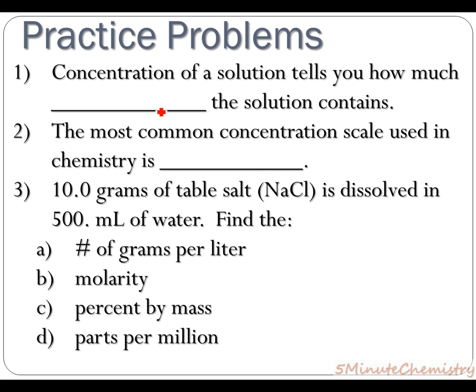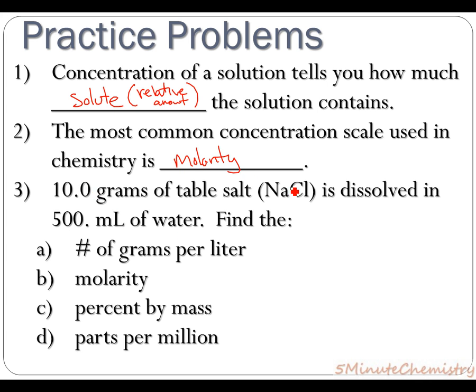So, first and foremost, concentration of a solution tells you how much solute the solution contains. To be more specific, it is the relative amount of the solute. Then, the most common concentration scale used in chemistry is molarity. This is the one that we tend to use the most. It's more useful because it concerns the actual counted number as opposed to mass.